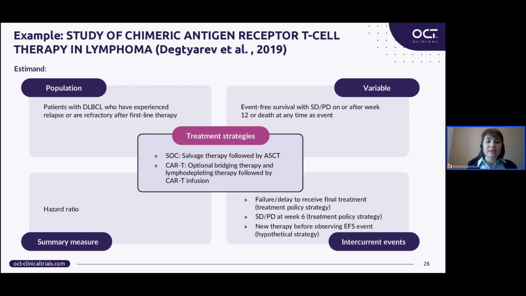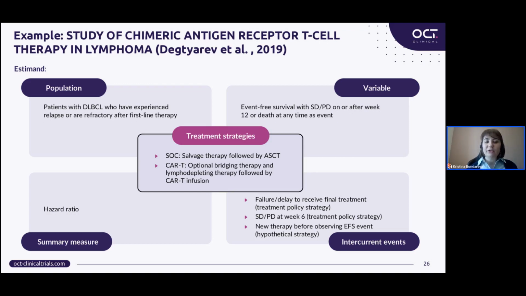The third is insufficient remission, stable disease or progressive disease at week 6. As already discussed, intermediate disease assessments do not determine the final outcome. They are ignored following the treatment policy strategy, as reflected in the variable definition.